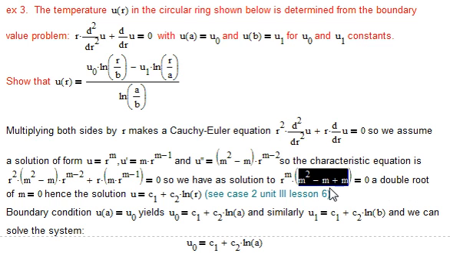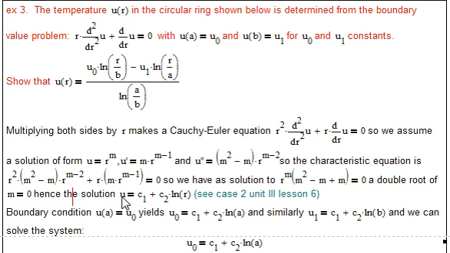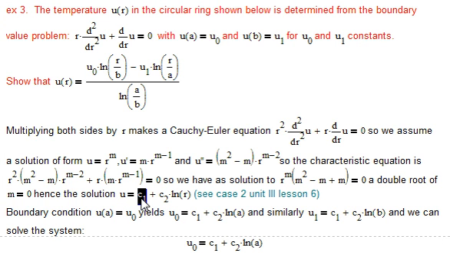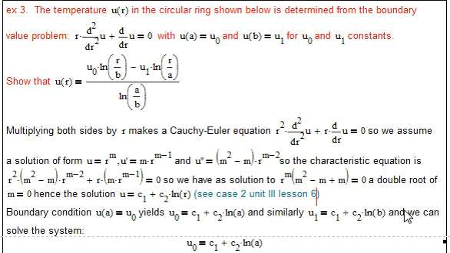So that's m squared equals 0, so we got a double root of m equals 0, so we got solutions u equals c1 times r to the 0 plus c2 times r to the 0 times ln of r. That's what you do when you have a double root. If you want to go back and look at case 2, unit 3, lesson 6, you'll see that that's the case.